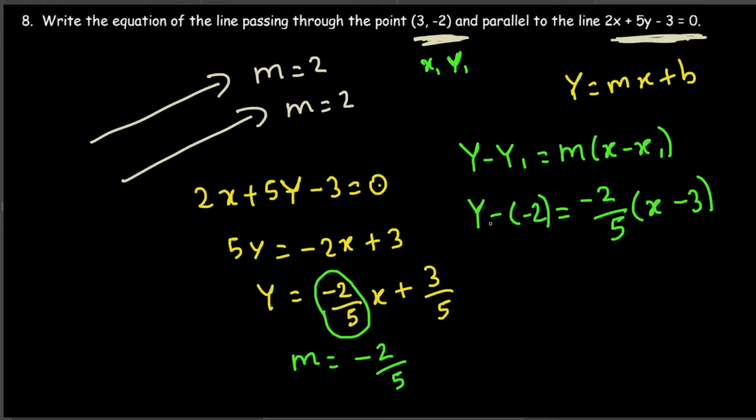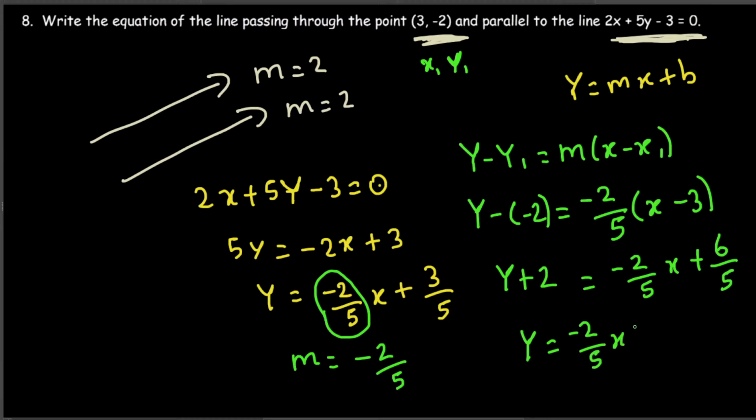Okay, now this is y minus -2, that's y + 2, and here we can multiply both of them. So this is going to be -2/5 x, minus 2/5 times -3, which is going to be plus, because minus times minus is plus. So 2 times 3, that's 6/5. And then the last thing I want to do is bring this plus 2 to the other side, so that's going to be minus 2 if I bring it there. So y = -2/5 x + 6/5 - 2.